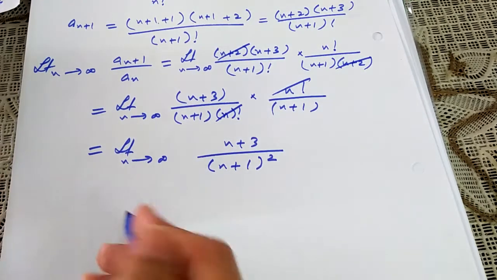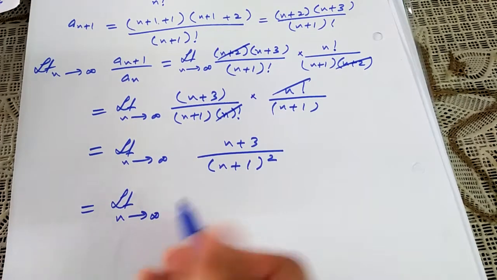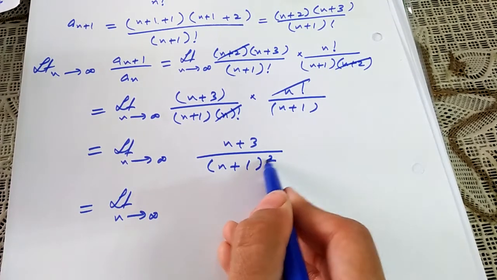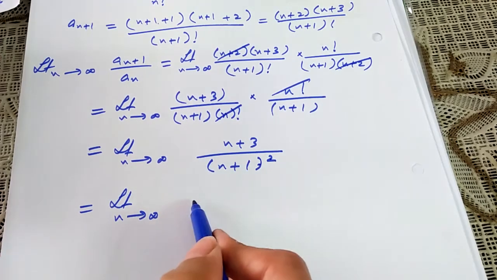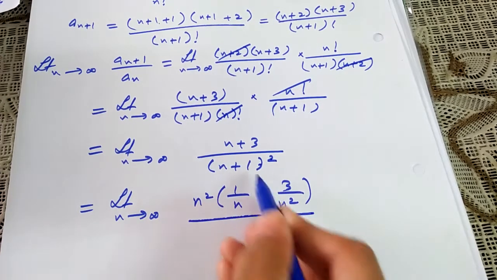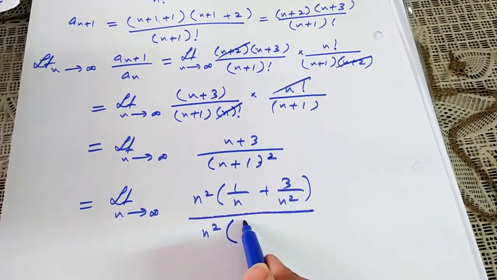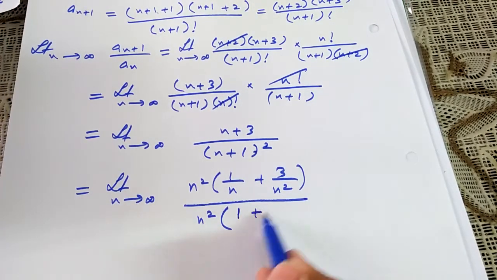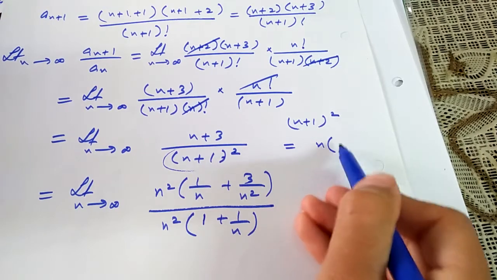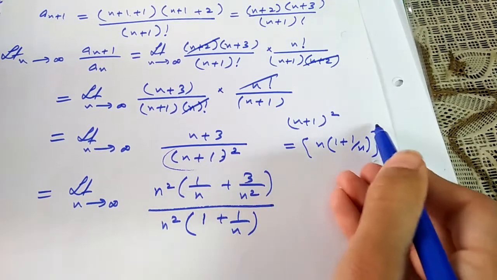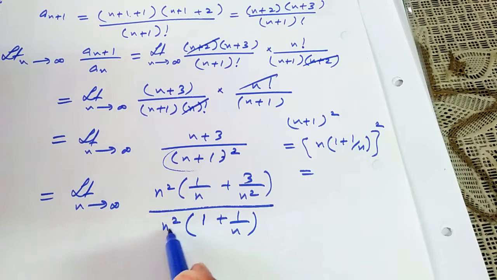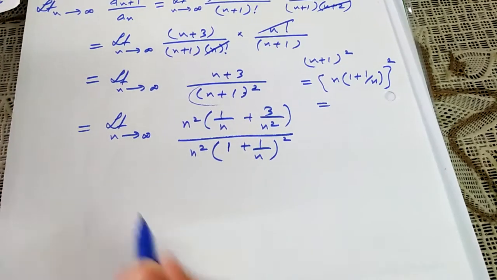Now it can be written as the limit as n approaches infinity, taking n common. We have n+3 in the numerator and a square term in the denominator, so I can take the square term common. It can be written as (1/n + 3/n²) divided by, taking n² common from here, (1 + 1/n)². This (n+1) whole square can be written as n(1 + 1/n) whole square. I just took n common, and after opening and separating it becomes n² times (1 + 1/n) whole square. So this will be cancelled.